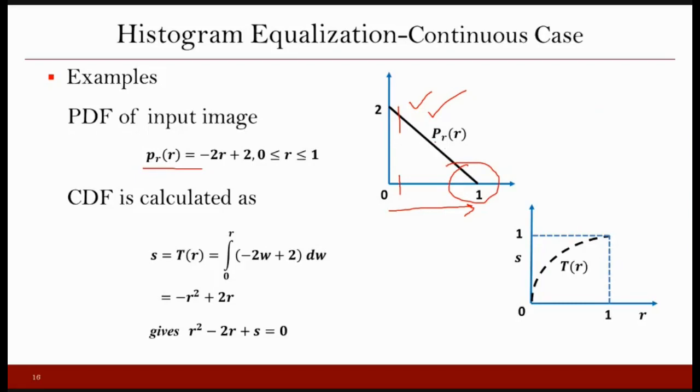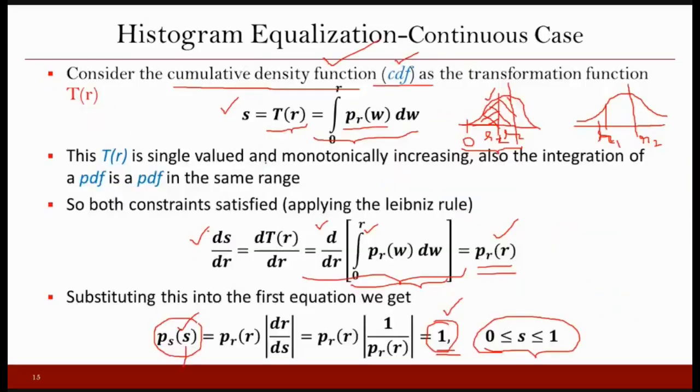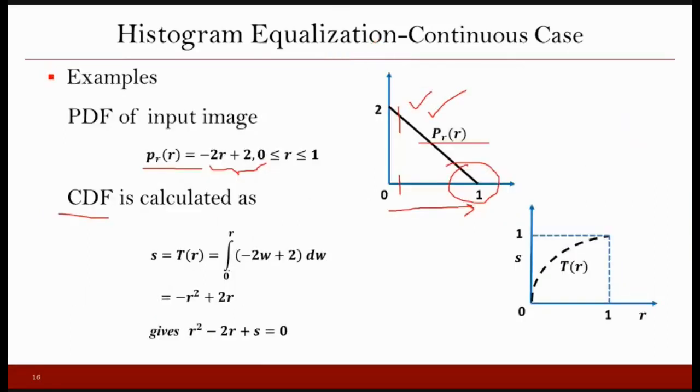And this is PR. This is a probability distribution, because if you compute the area, you see that it is going to give you 1. So now let us compute the CDF. You can use the CDF definition, which says S equal to T(R) equal to the integral from 0 to R of (-2W + 2) dW, right? We have just changed the variable, as we see here in this definition, and then we are integrating it from 0 to R.